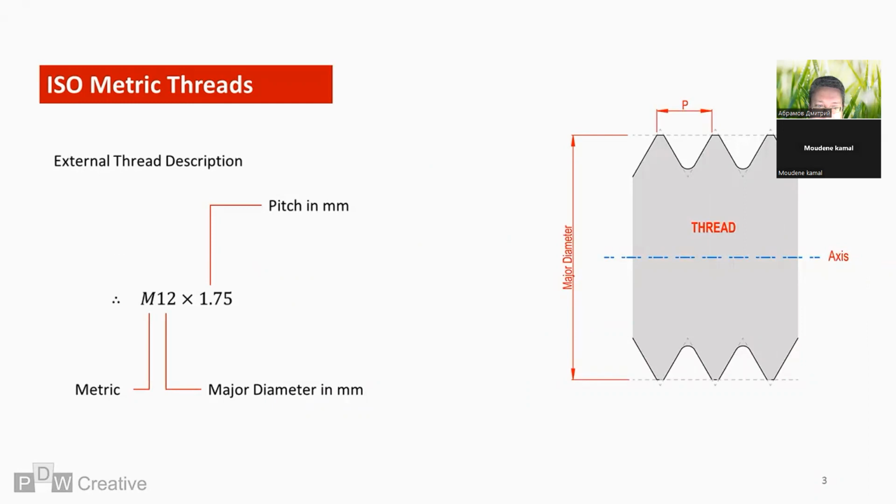Let's start with the thread description. General metric threads start with an M, denoting the thread is metric, followed by a number referring to the external thread major diameter. The last number references the pitch. When tolerances are referenced, an extra designation sometimes appears after the pitch. In this example, I've added 5G and 6G.